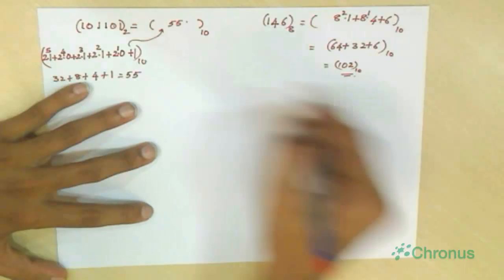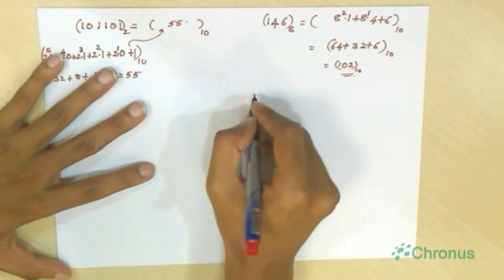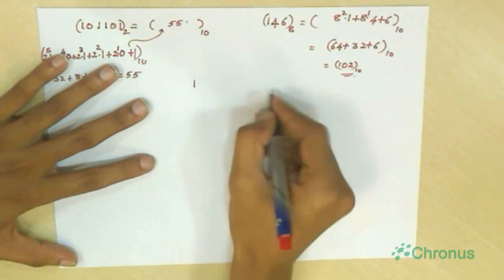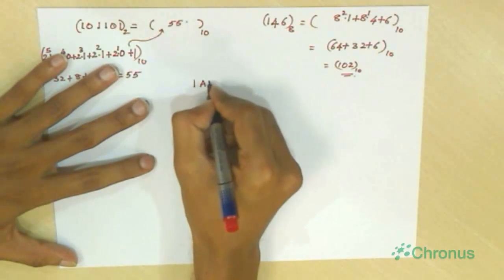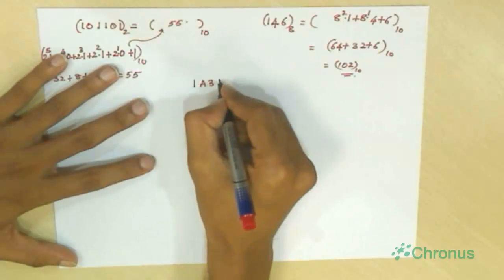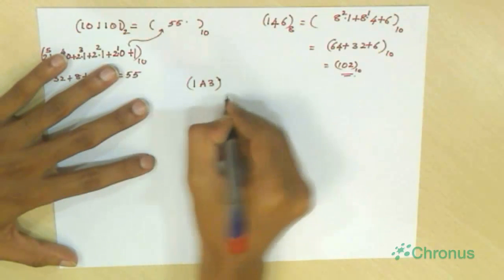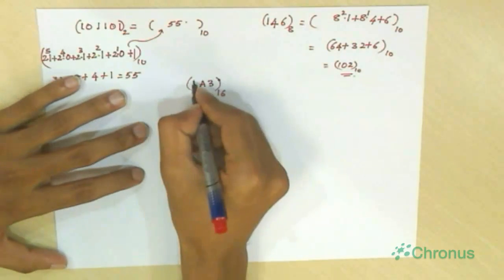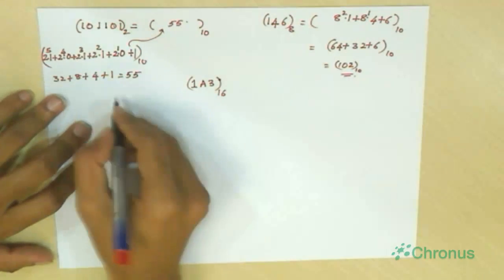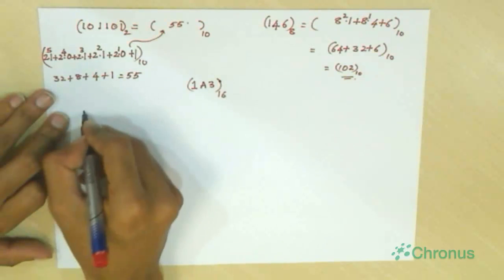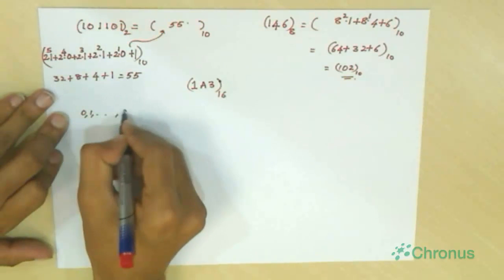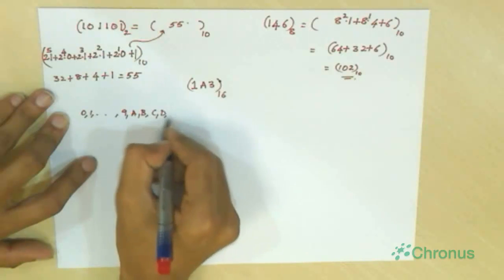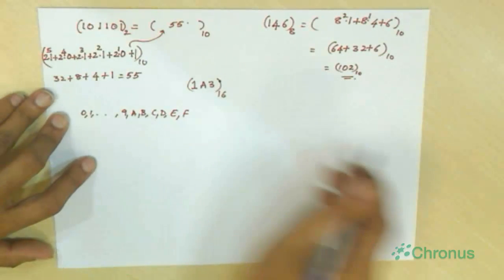And now let's take the hexadecimal system. Let's say the number is 1A3, and this hexadecimal system is base 16. One thing we need to note is that the symbols we use for the hexadecimal system are 0, 1 till 9, plus A, B, C, D, E and F.